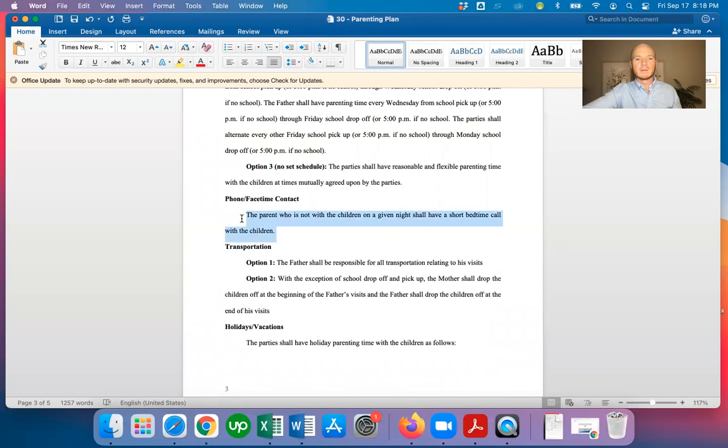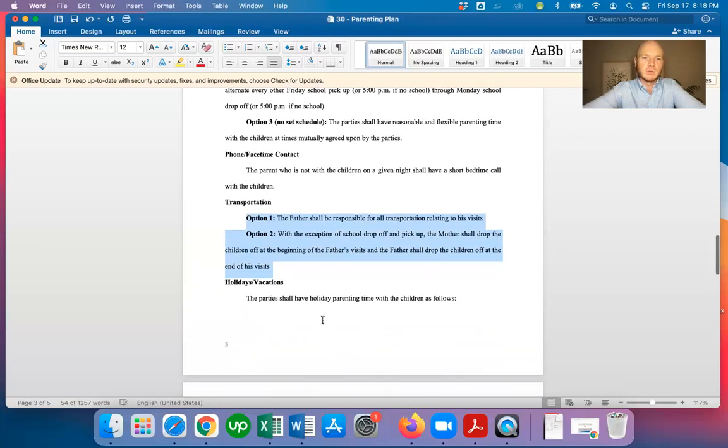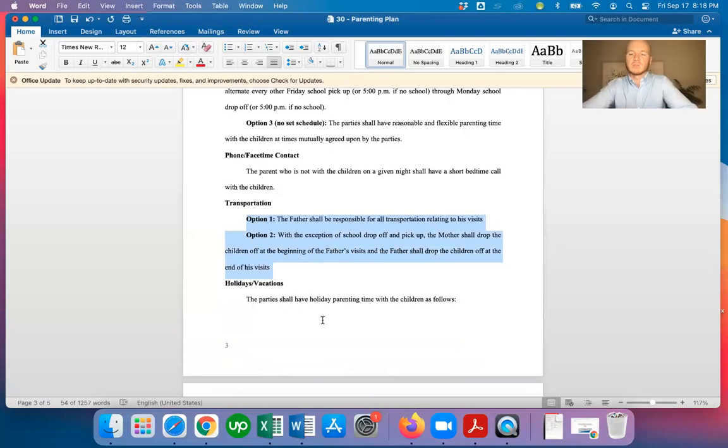Sometimes people want to dictate FaceTime or phone contact at night for the parent who's not with the children. You may also want to lay out which parent is going to do the transportation. Sometimes the non-custodial parent will do all the transportation, or sometimes the custodial parent will do all the transportation, or you may share responsibility for transportation.